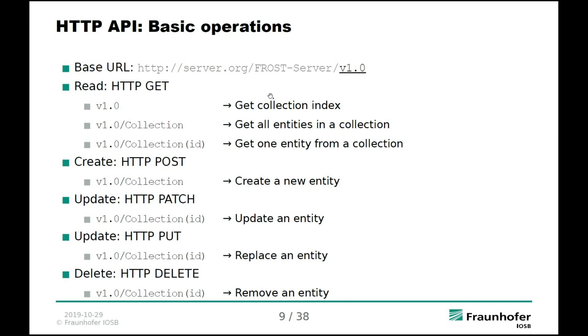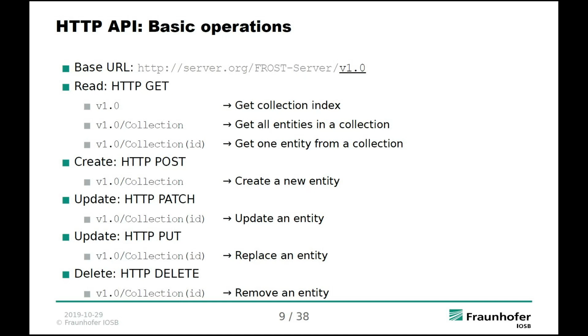So you can read. There's one special operation, you can get the index, the so-called index. It's basically a list of all the classes that exist in the standard. The more interesting parts are, you can read all the entities of one type. So a collection, for example, all the things: if you type /things, then you get a list of all the things. Or you can access a single entity by ID, which was not shown in the previous slide. So every entity has, of course, an ID. It was not explicitly shown in the class diagram.